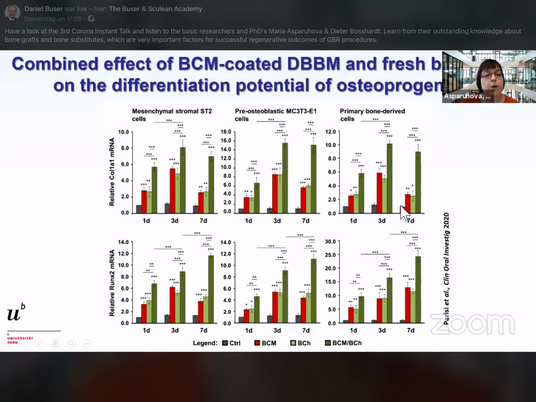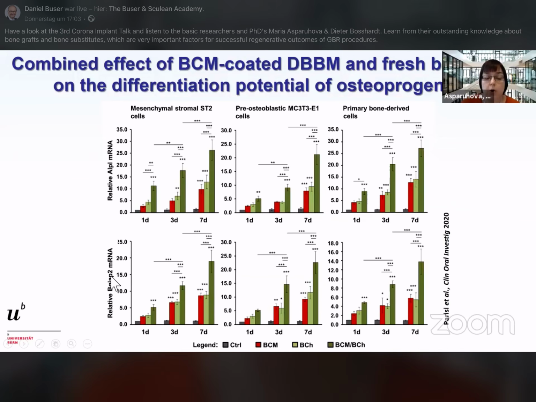Interestingly, whereas there were no significant differences in the effects caused by BCM coated on DBBM, the red bars, and fresh bone chips combined with BCM-free DBBM, the light green bars, there was a significant upregulation, even additive effect, of fresh bone chips combined with BCM-coated DBBM, the dark green bars, on the differentiation potential of the osteoprogenitors. We observed strongly increased expression of RUNX2, alkaline phosphatase, and osteocalcin over 7 days due to the combined activity of fresh bone chips and BCM-coated DBBM.